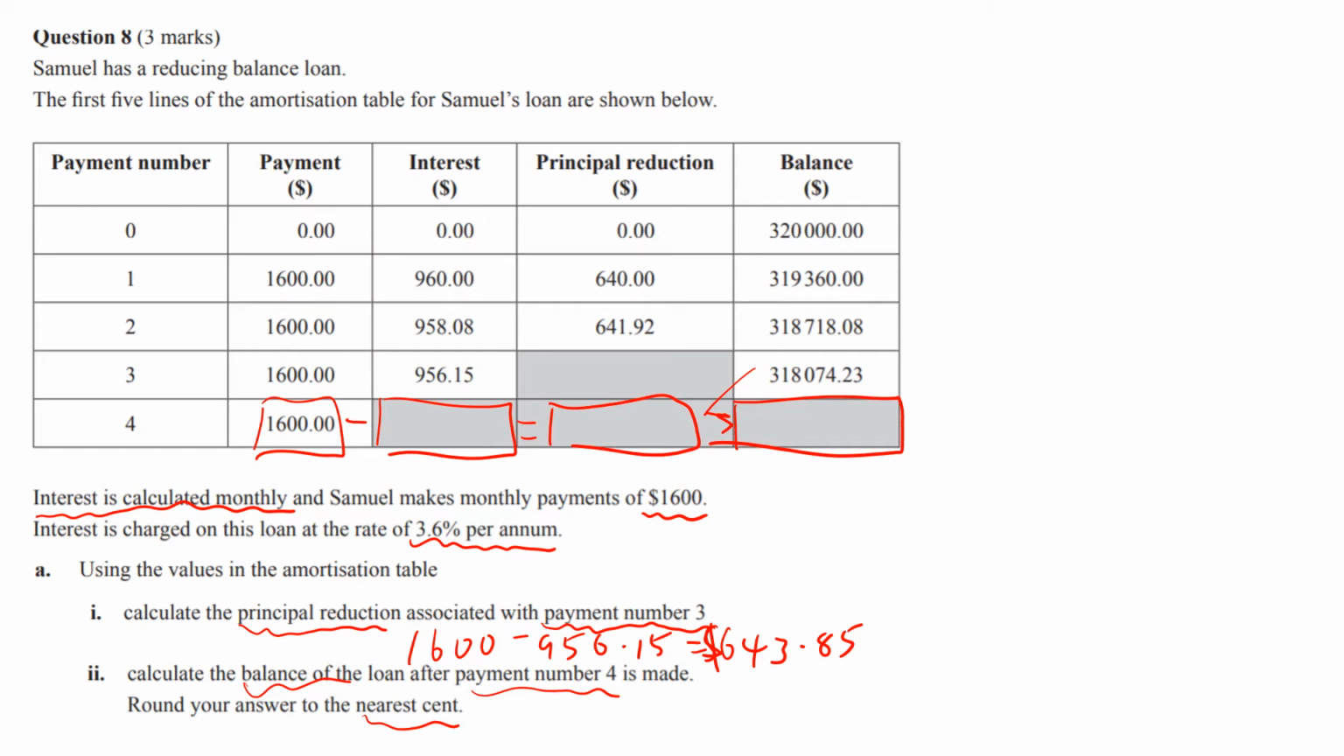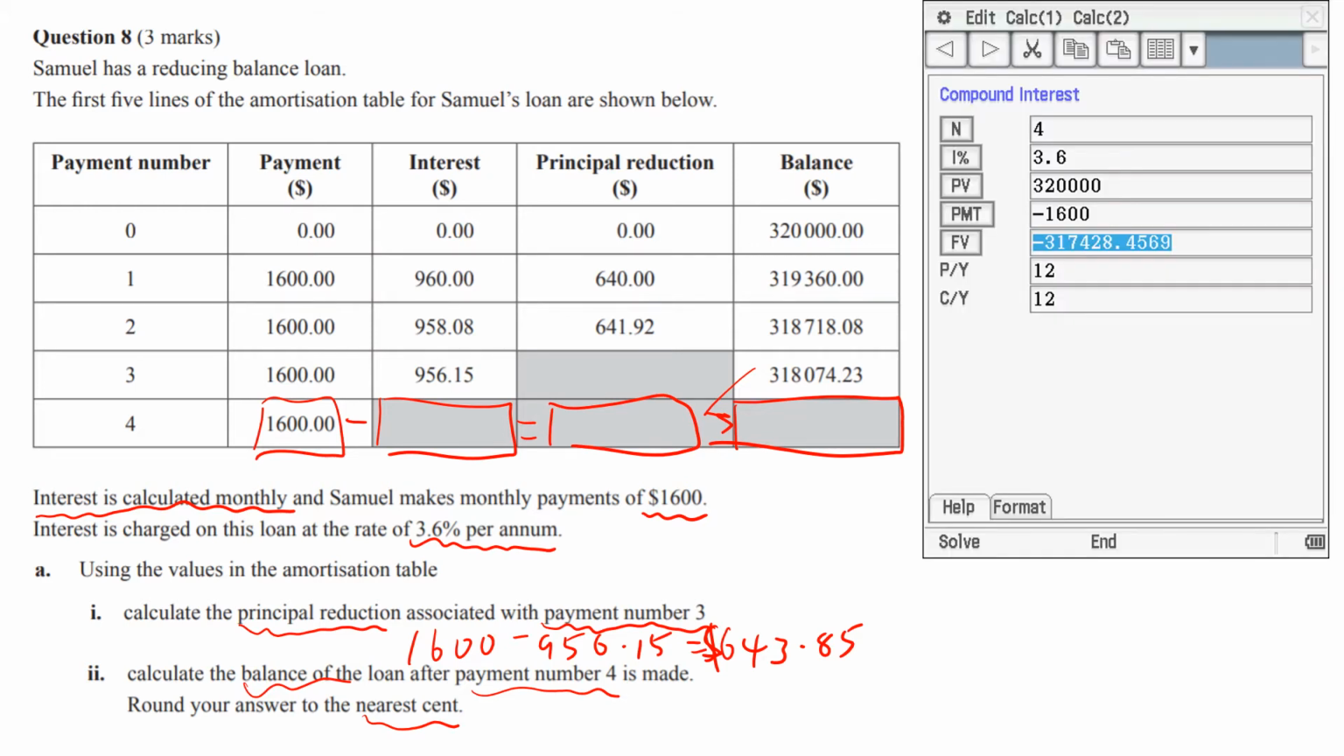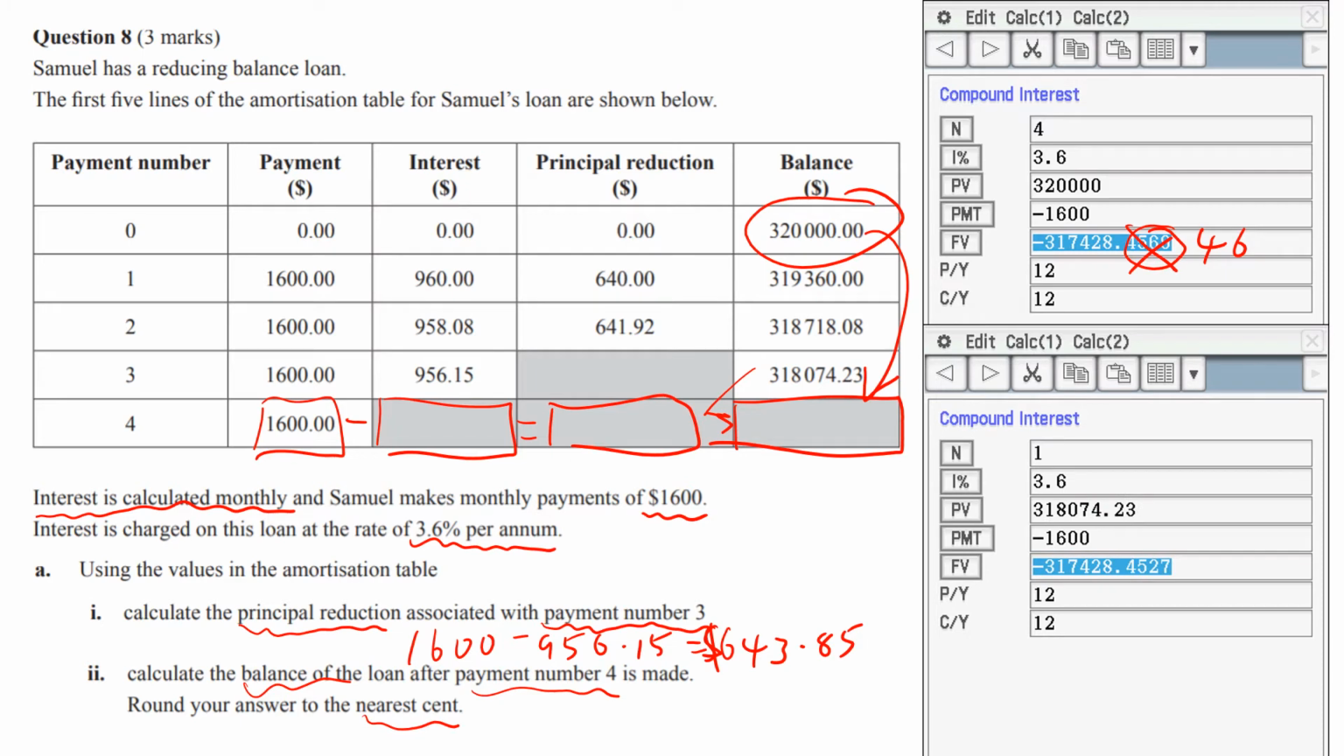Now, the tricky thing here is you could be trying to be too fancy. If you go for 4 payments and go from this point all the way down to here, you might end up with a problem with your rounding of your cents. In fact, you do, because that rounds to 46 cents. And the answer is not 46 cents because you need to be to the nearest cent. So with these ones, just do it. If you're going to use the financial solver, that's quite easy.